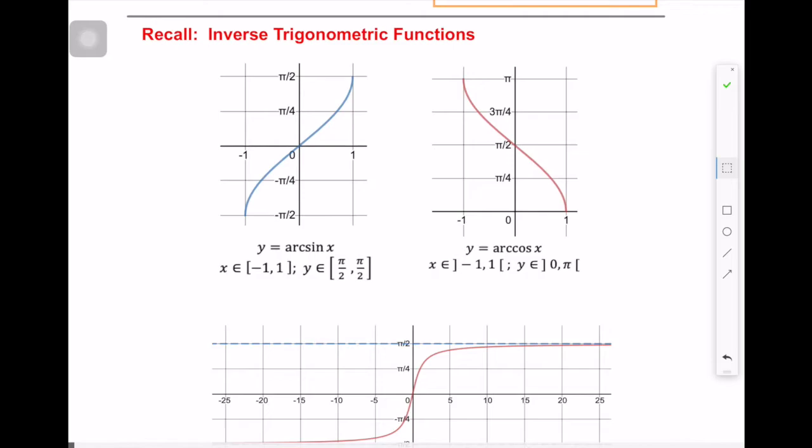So let's take a quick look at the graphs of arcsine x, which is a function if we restrict the domain to -1 and 1. And the y values will go from negative pi over 2 to positive pi over 2. And then for the graph of arccos x, again, the domain is from -1 to 1, open interval, and the range is from 0 to pi.